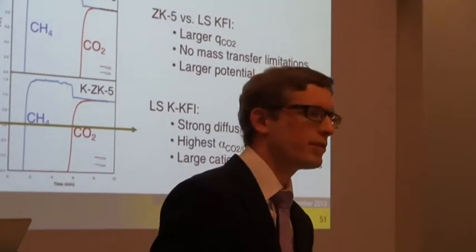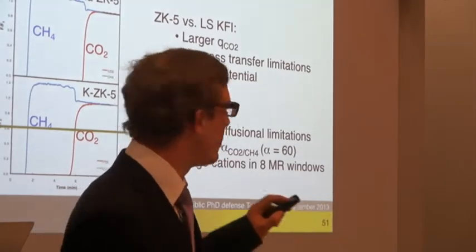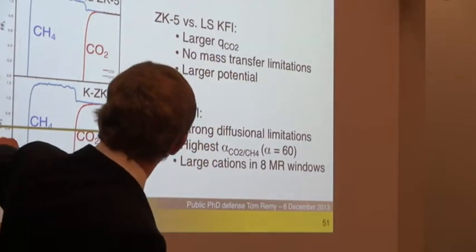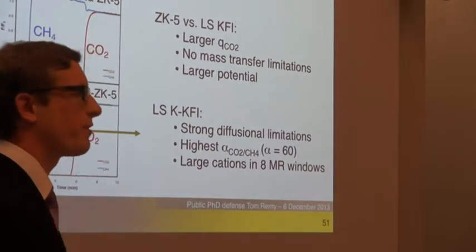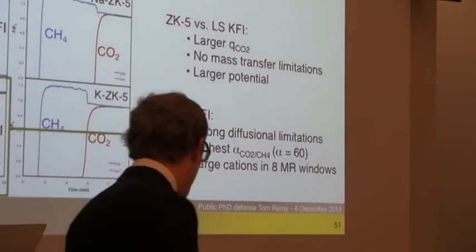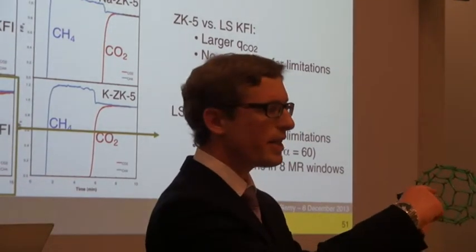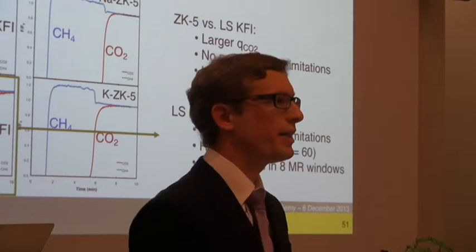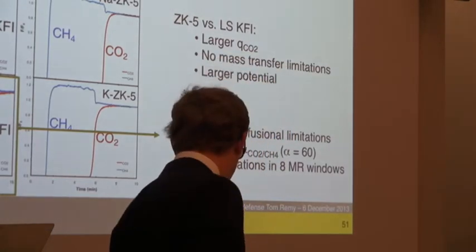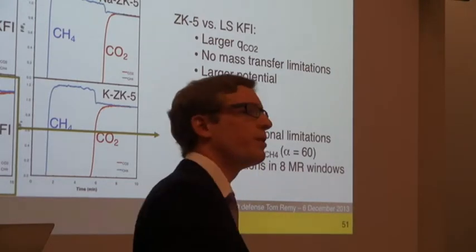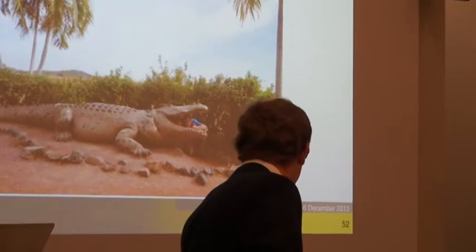The other one here, it's more a scientific message, is for the low silica potassium form. You see that I have very broad profiles. So it means strong diffusional limitations. And the reason for that is that there are a lot of cations here in these 8-membered ring windows. And they block both molecules. That's something you don't want. Now, let's look further.